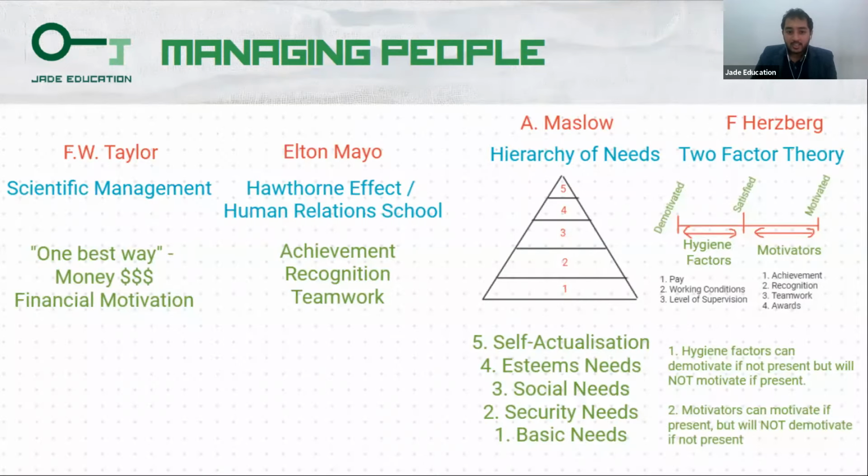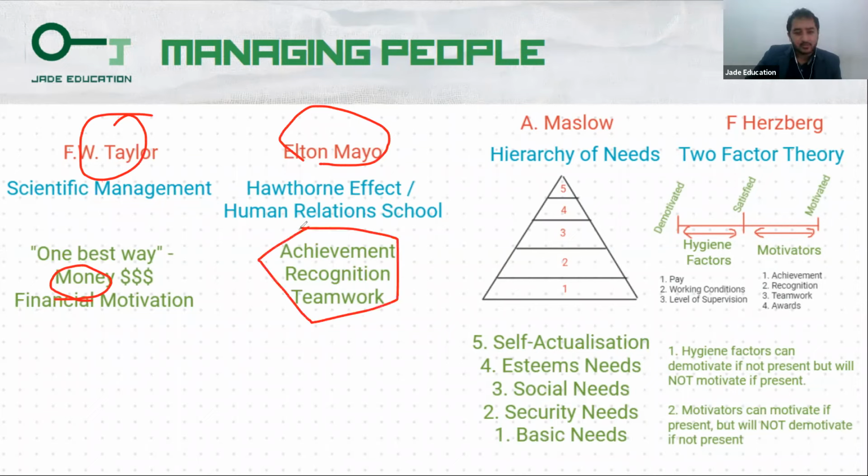You have motivation theories, guys. You have four different people: Mayo, Taylor, Maslow, and Herzberg. Taylor said one thing, keep this in mind: money. Mayo said, well, mostly non-financial: achievement, recognition, teamwork.